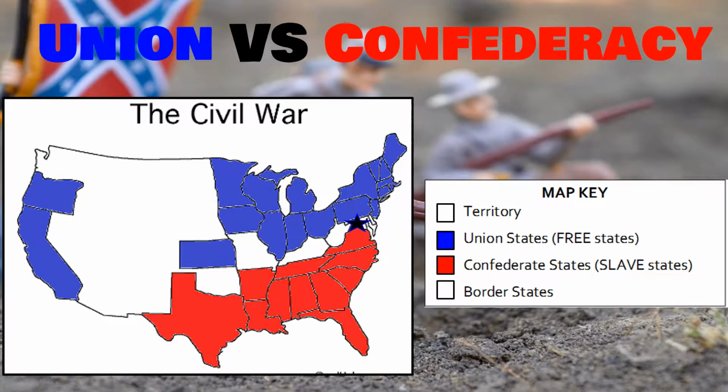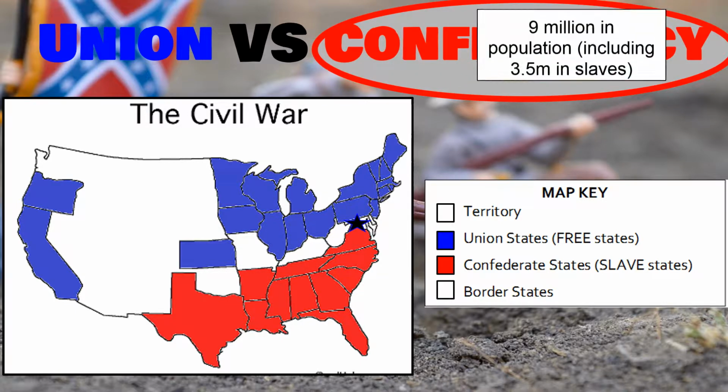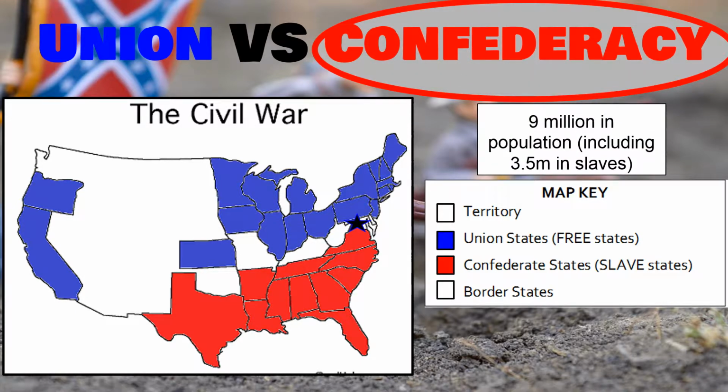Now we have our Confederate states. So take your red marker and color in your red states. Also make sure you indicate the red means Confederate states on your map key. And these are the states where slavery was legal. Here we had 9 million people, including 3.5 million of them being slaves. So this is a huge difference in population.